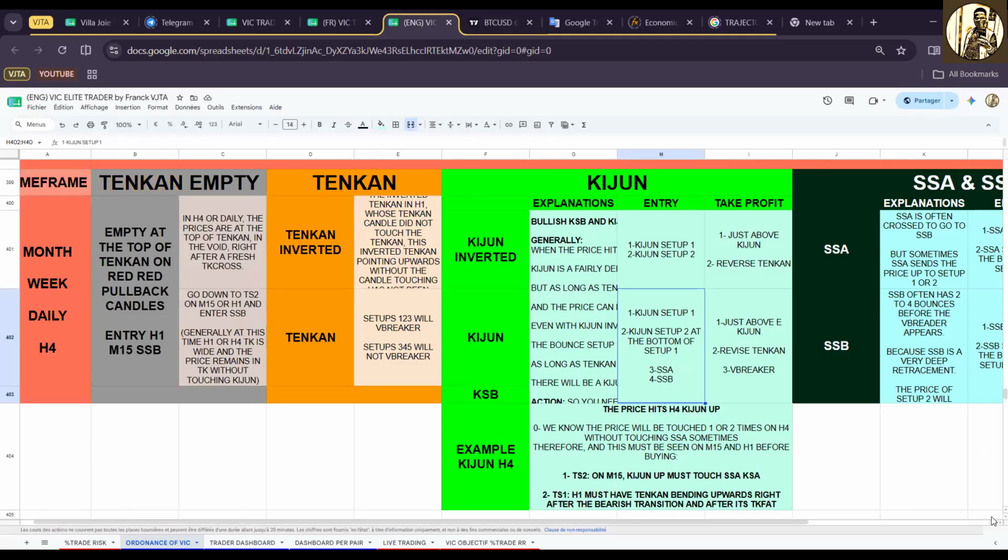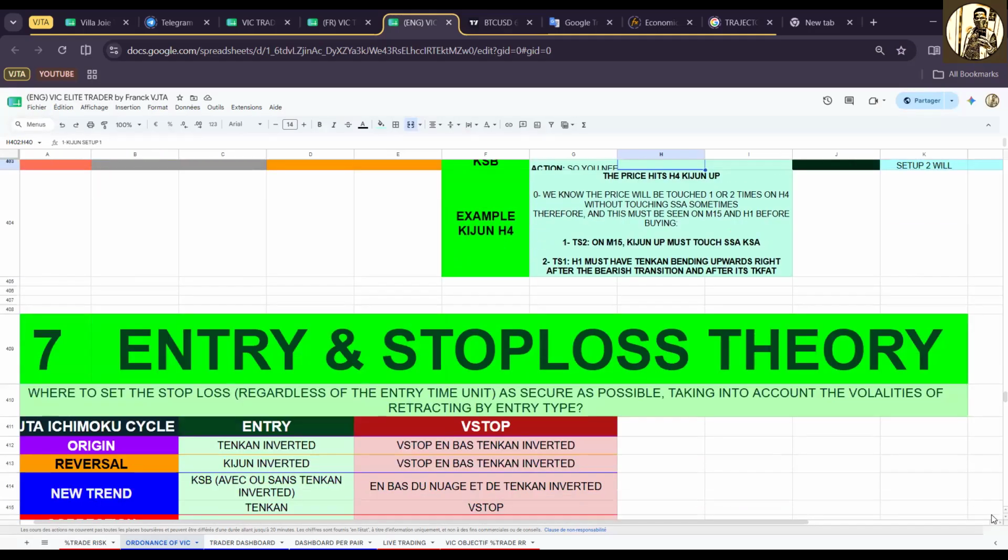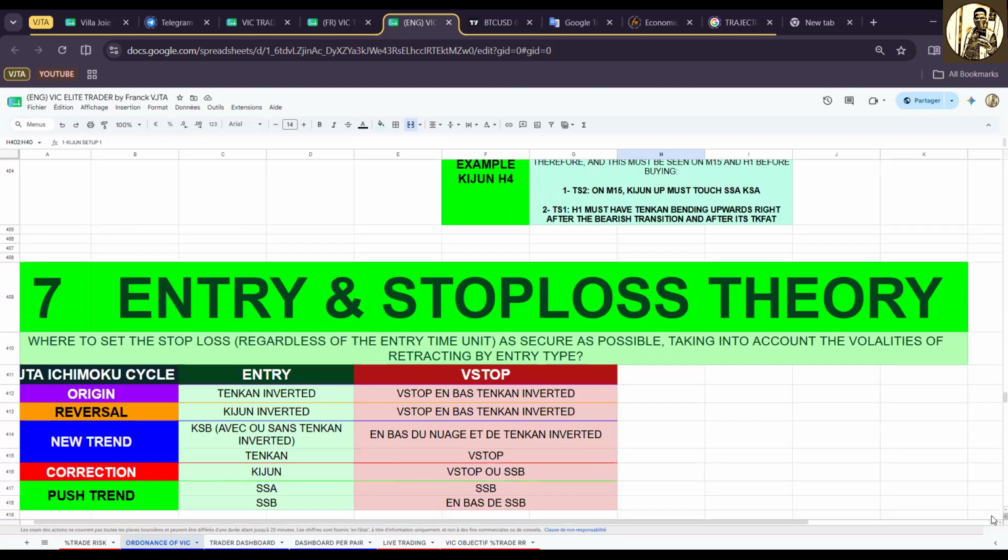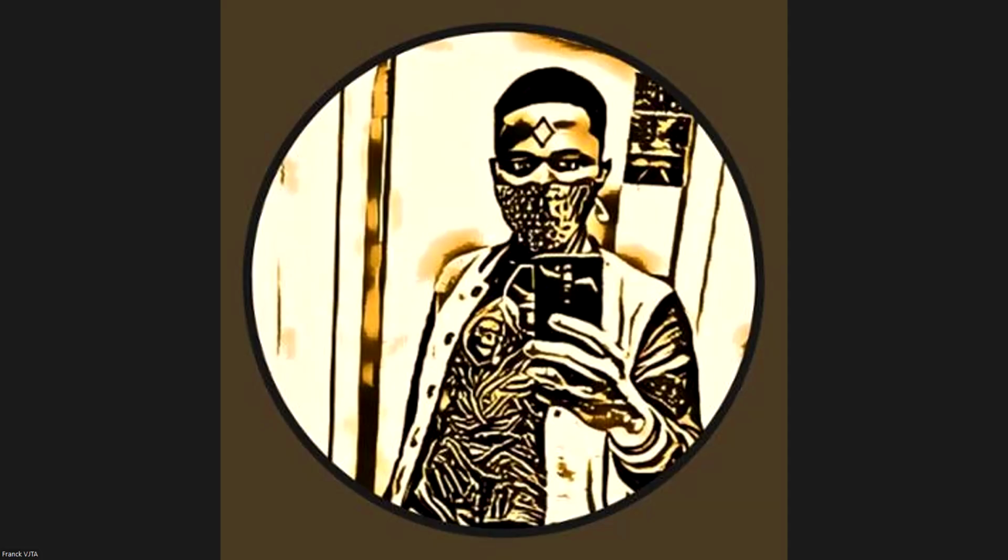Then now let us go to the next theory, that is the theory of entries and stop loss.